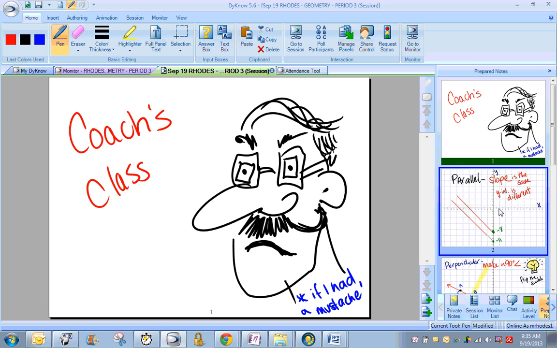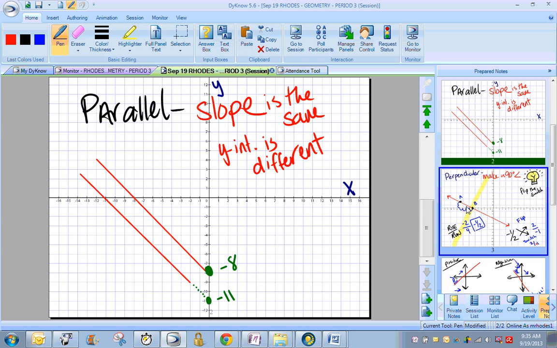All right, the first thing we're going to look at is the term parallel. Okay? What does parallel mean? Two lines that will never touch. Yeah, they never touch. That's a good start. And what else do we know about them if they never touch? They never cross. They have the same slope. Okay? The only thing that's different is where they cross the y-intercept.